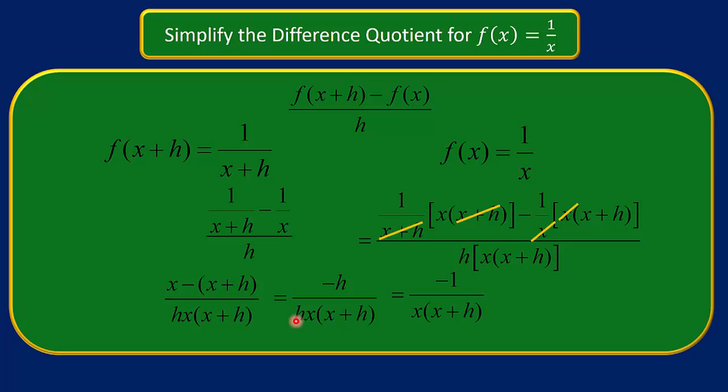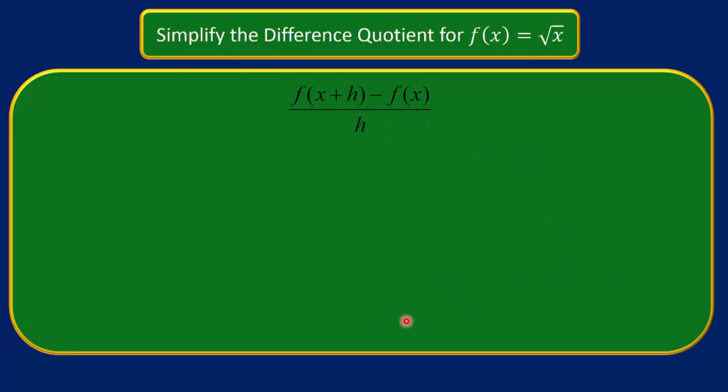Now, we know we're finished simplifying this difference quotient whenever this happens. Whenever this h in the bottom gets divided out. That's what we're going for. Okay, now let's look at another one. Let's suppose we've got a square root. Now this time, f of x plus h is the square root of x plus h. And of course, f of x equals the square root of x. And here's what the difference quotient looks like.